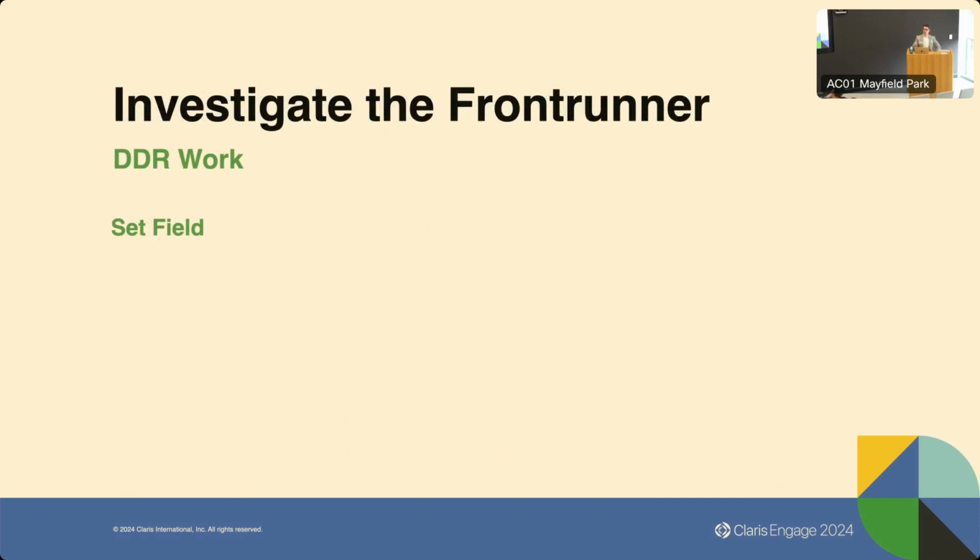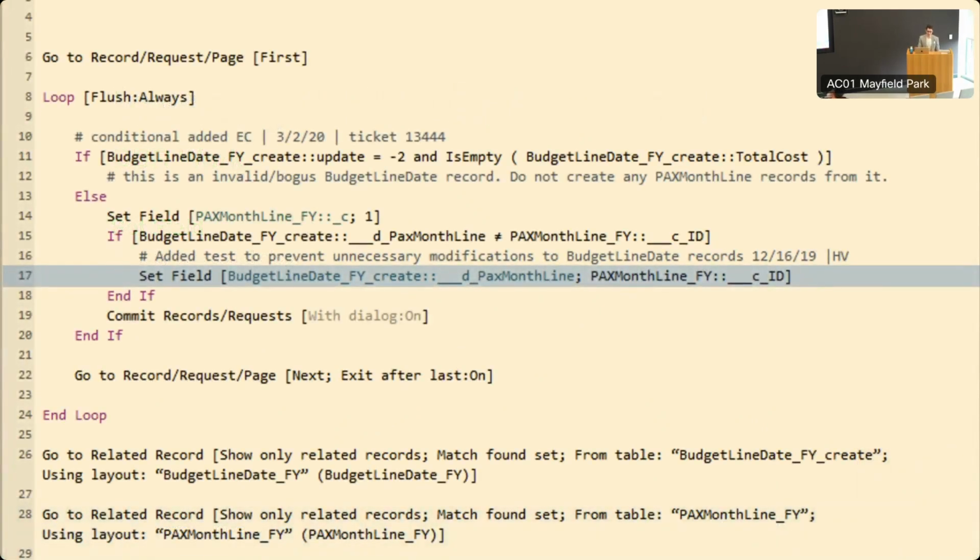So I did a find in the DDR for any script step that was a set field on any table occurrence of the budget line date of the PAX month line field. I found exactly one. Okay, so it's hopeful. And here it is, line 17 of whatever script this was.